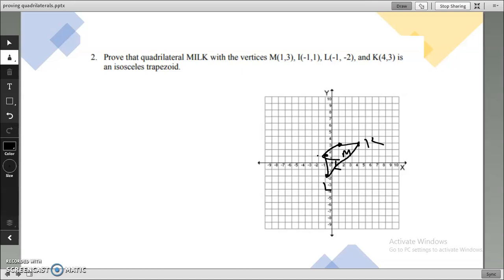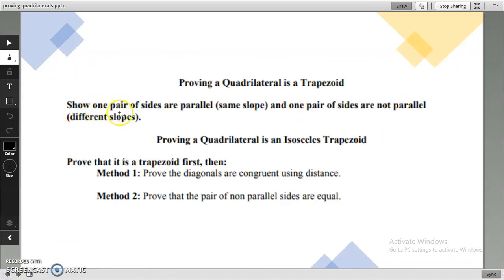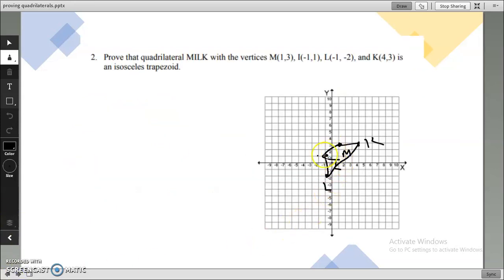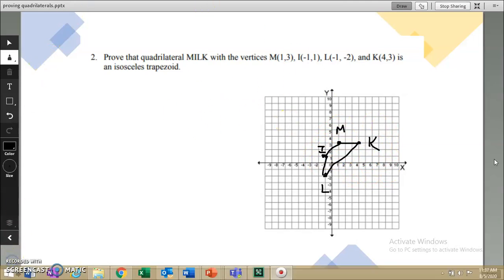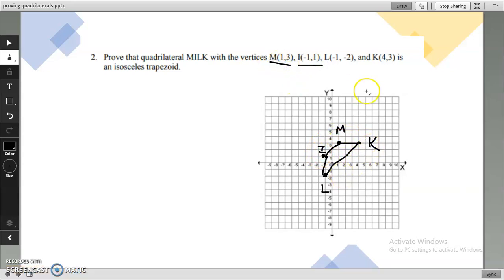So let's go back to the rule. First we have to show that one pair of sides are parallel and one pair are not parallel. So it looks like we'll look at this pair. Let me write this better. It's not too much better, but at least I can tell my different points now. So I'm going to look at MI and KL, and we'll find the slope.